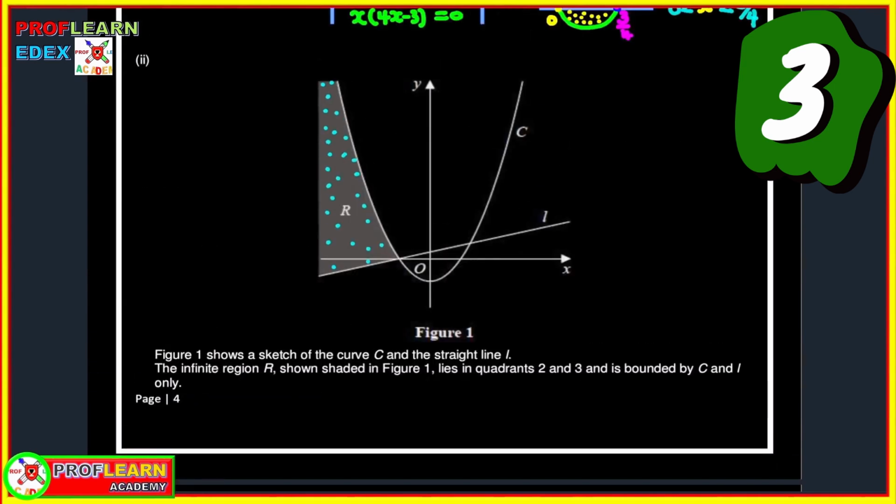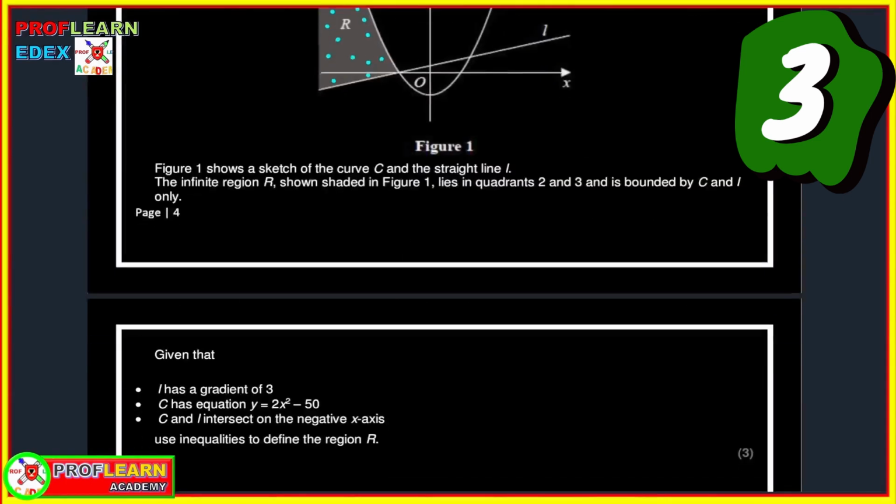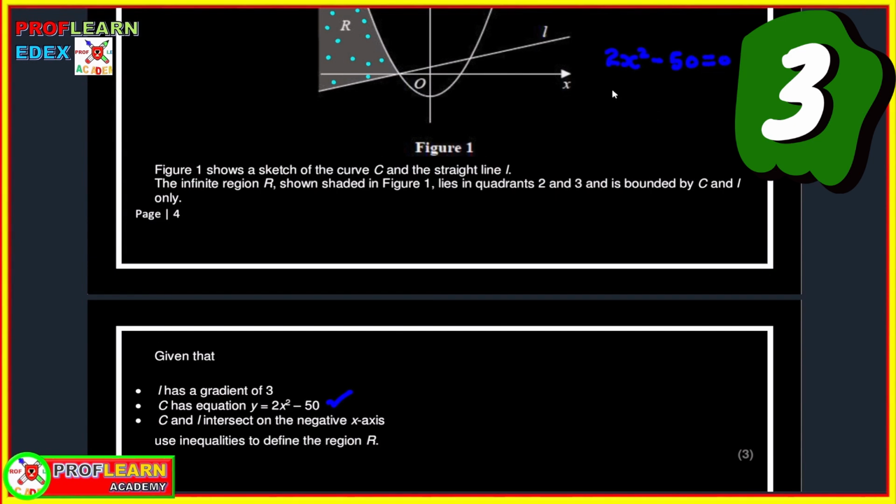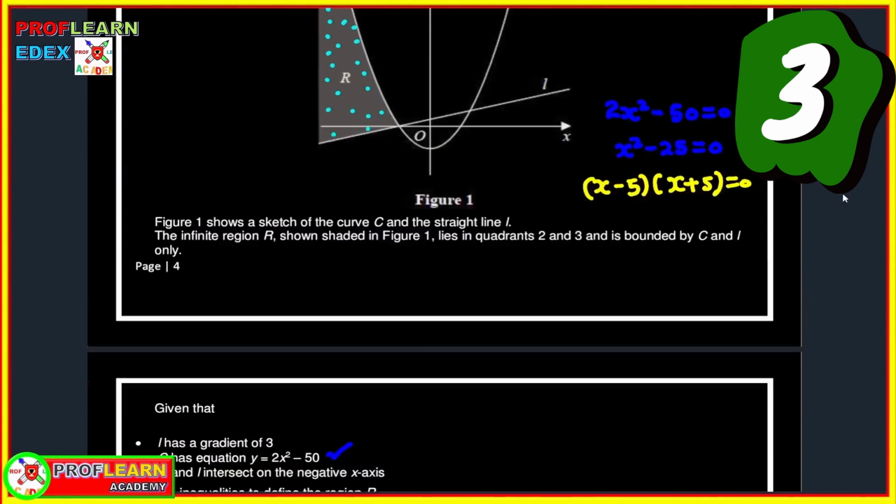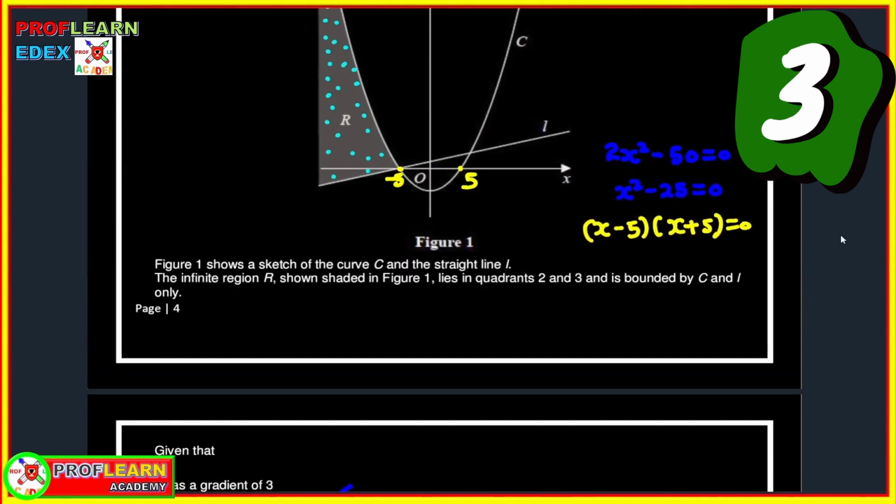Now, in order to know where these two curves are intersecting, the straight line and the curve C, we are going to solve that quadratic equation that we were given here. So we set it equal to 0, then we divide by 2 all through, and we end up having x squared minus 25 equals 0. So this is a difference of two squares, and then it means we can get the values of x to be positive 5 and negative 5. So you can see the curve C and the straight line are intersecting at negative 5, so that coordinate is negative 5, 0, where the curve and the straight line are intersecting.